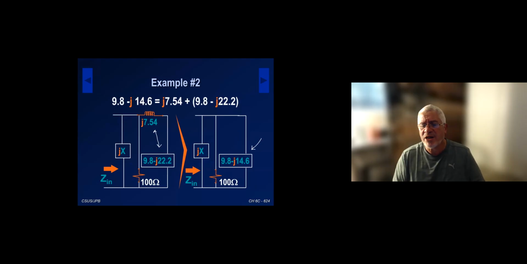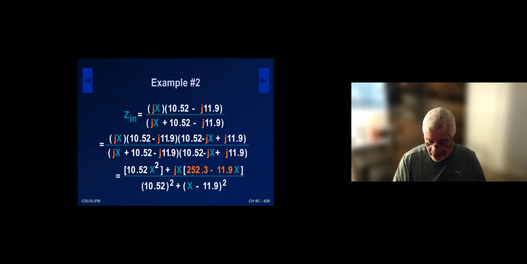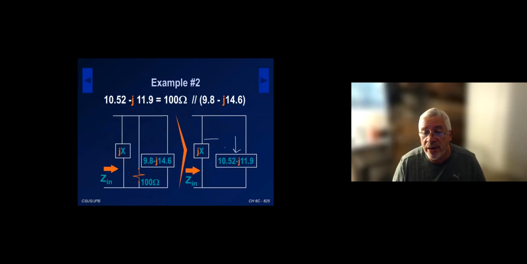And of course, right now, I could just combine all three on the right in parallel, but I'm going to first combine with a 100 ohm. So I combine the 100 ohm in parallel with the 9.8 minus J14.6, and that gives me this. And then the final step is to combine these two in parallel.